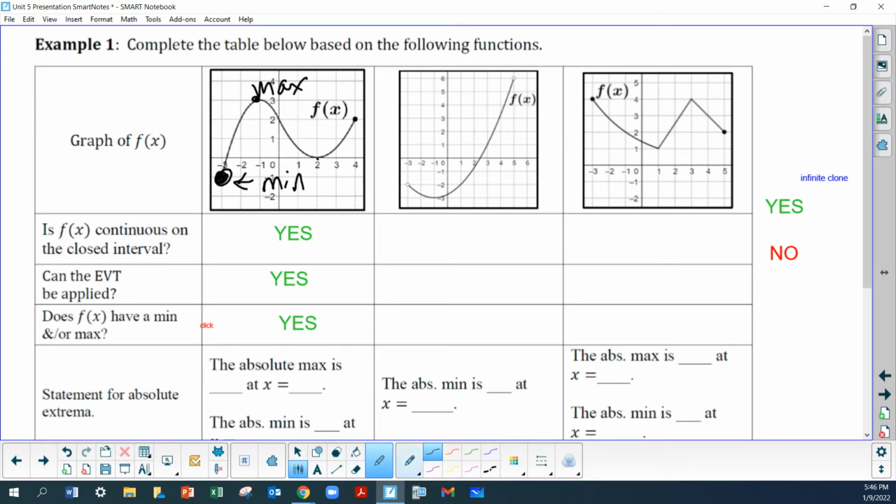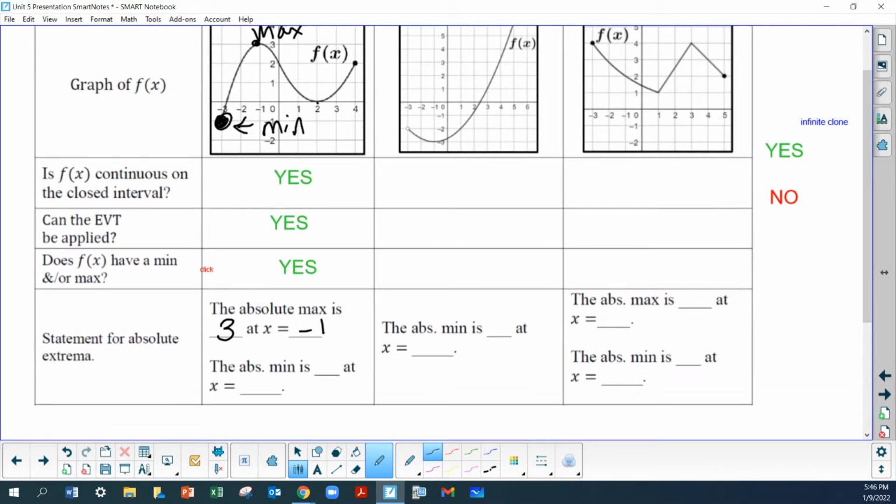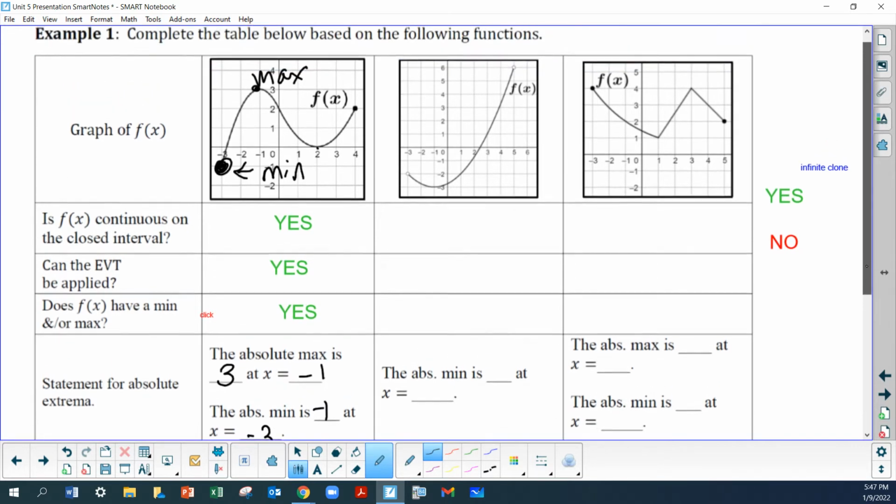The absolute max is 3 located at x equals, let's just say it's at -1. It looks roughly there, doesn't it? The absolute min is -1, and it is located at x equals -3. On to the middle.